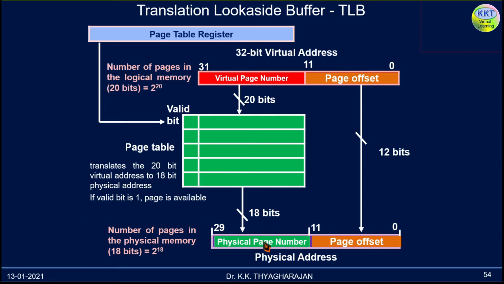The virtual address space and the main memory address space will be divided into many pages. The size of the page in the virtual address space and the size of the page in the physical address space will be same. So the number of bits used to access the locations in the page will be same. For example, here in the virtual address 0 to 11, that means 12 bits are used. Here also same 12 bits are used. But the number of pages in the virtual memory will be more, but in the main memory, the number of pages will be less. So it is necessary to translate the virtual page address to physical page address. For this, TLB is used. So the main function of the TLB is to translate this 20-bit virtual page address to 18-bit physical page address.